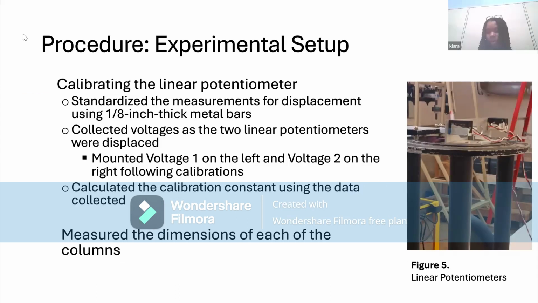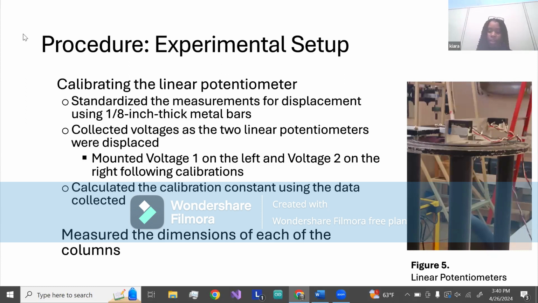The first thing that we did for the experiment was calibrate the linear potentiometers. We did this while the potentiometers were detached from our main apparatus, and we did it by measuring the displacements of metal bars with known thickness. In our case, the bars were 1/8 of an inch thick. We used the voltages output by the potentiometers to calculate the calibration constant that we use in our data later to find the shear center.